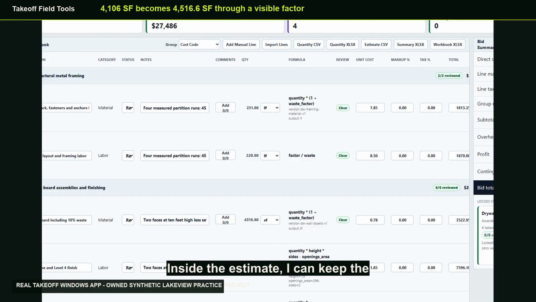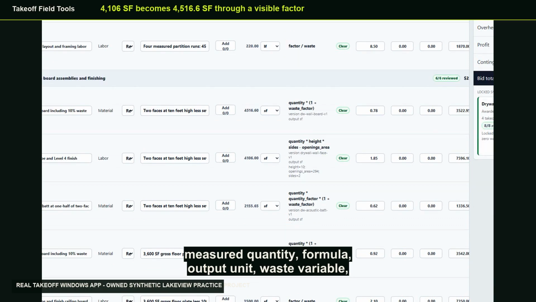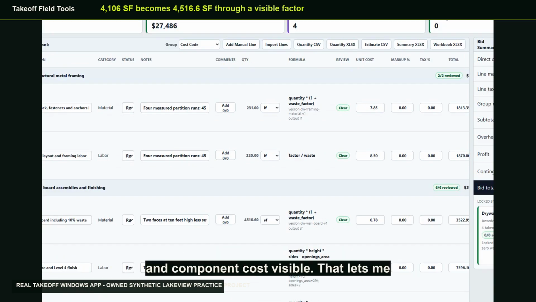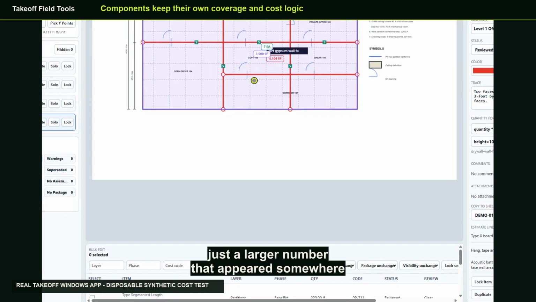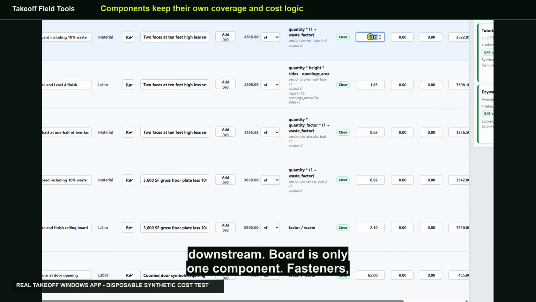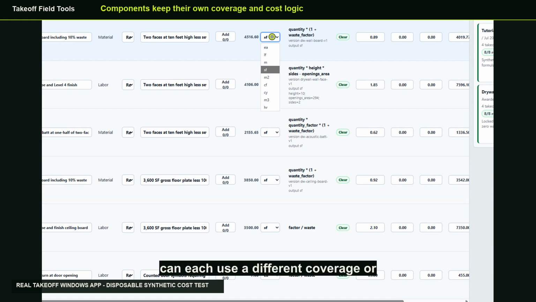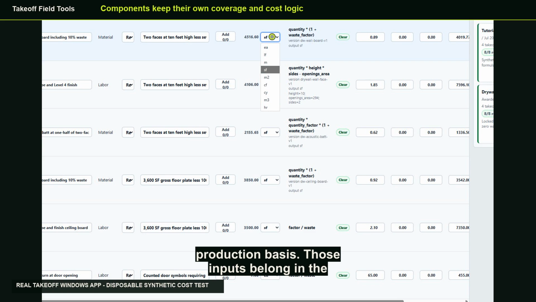Inside the estimate, I can keep the measured quantity, formula, output unit, waste variable, and component cost visible. That lets me see that 4,106 became 4,516.6 because of a 10% factor. It is not just a larger number that appeared somewhere downstream. Board is only one component. Fasteners, tape, compound, corner bead, insulation, and labor can each use a different coverage or production basis. Those inputs belong in the assembly where another estimator can inspect them, not in somebody's memory.